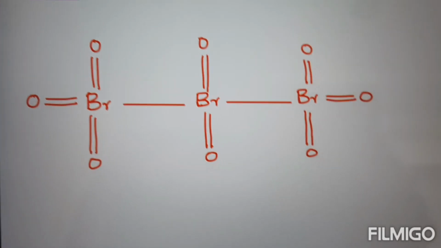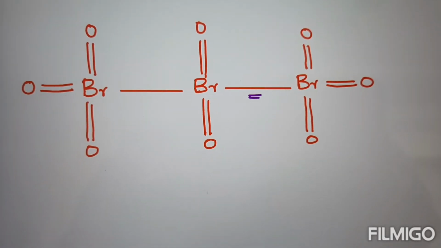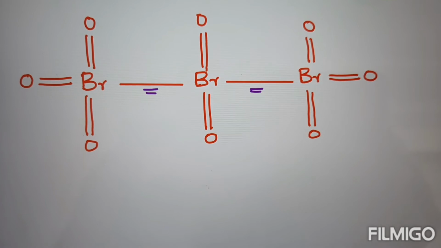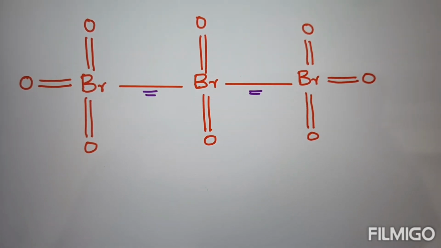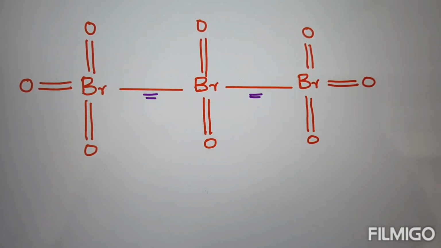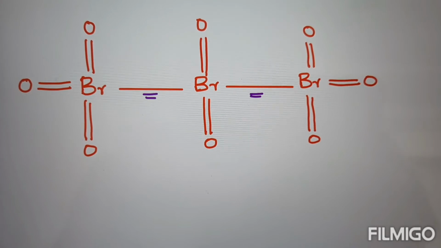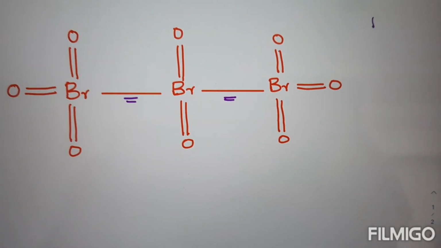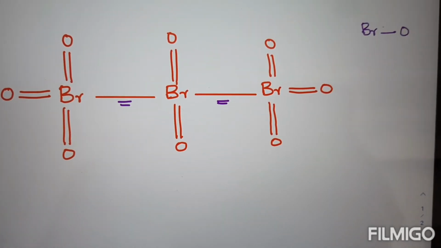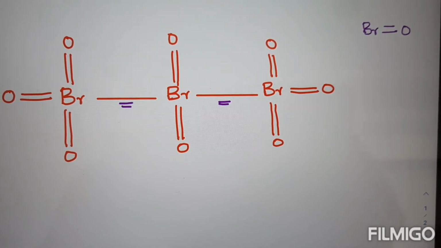These two bonds are formed between two atoms of the same electronegativity, so that bond can be considered a non-polar bond. The remaining bonds, that is, the bonds between bromine and oxygen, are considered polar bonds.